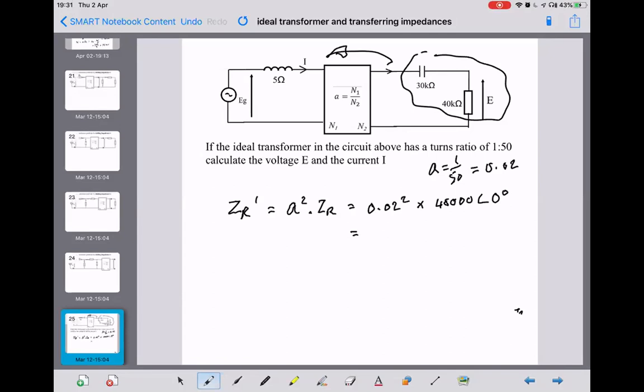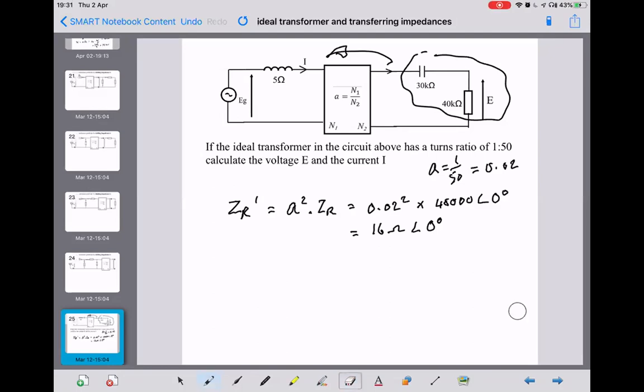If you do 0.02 squared times 40,000, just check it, but you should get 16 ohms, and the angle will still be 0 degrees. Everyone happy with that?